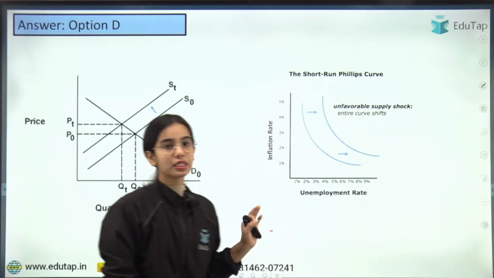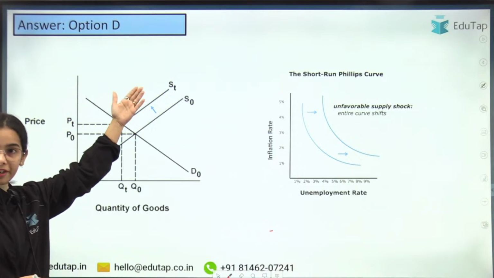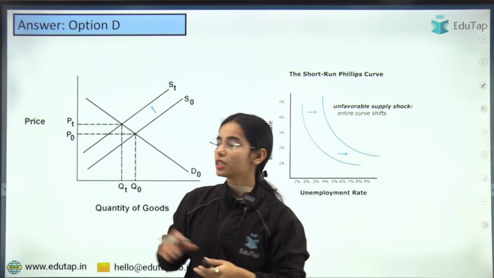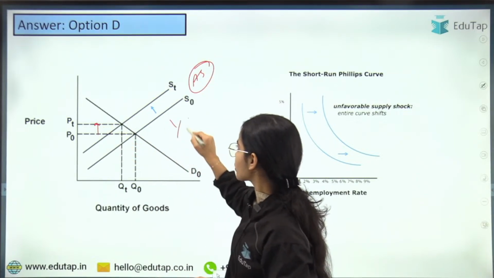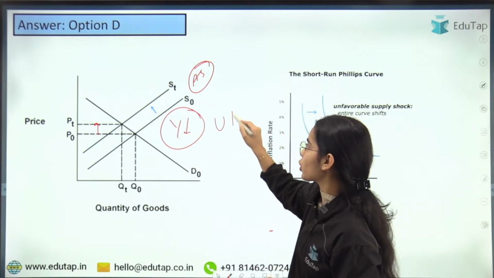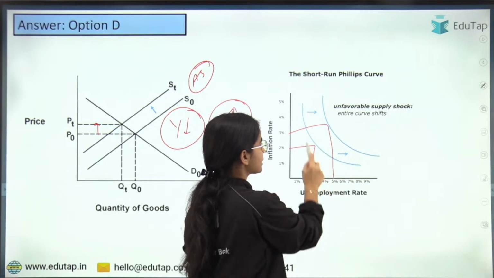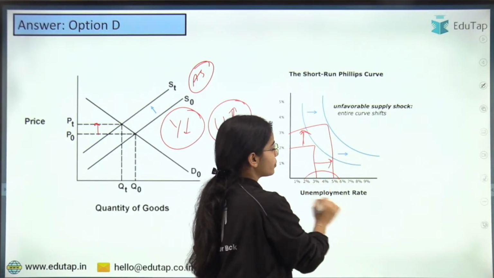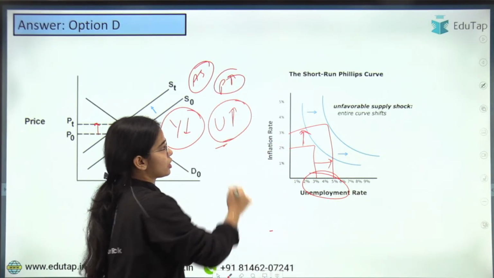So remember this, whenever there is an unfavorable supply shock, the supply curve shifts leftwards and the Phillips curve shifts rightwards. They show the same thing. The aggregate supply curve is showing that the prices are increasing, output is decreasing. With decreasing output, unemployment is increasing. The Phillips curve shows the same thing, that with the rightward shift in the Phillips curve, the prices are increasing and unemployment is also increasing.